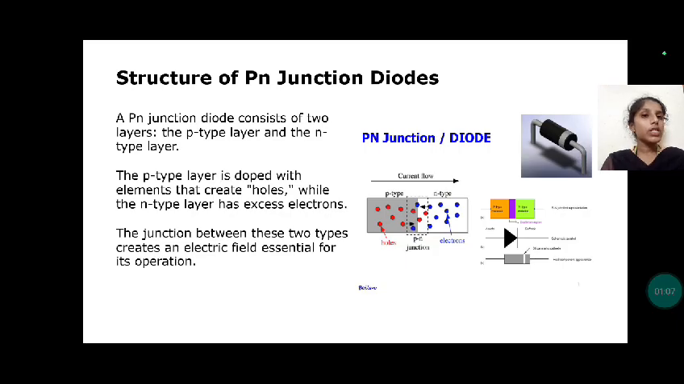The structure of a PN junction diode. A PN junction diode consists of two layers, a P type layer and an N type layer. The P type layer is doped with elements that create holes, while the N type layer has excess electrons. The junction between these two types creates an electric field essential for its operation.